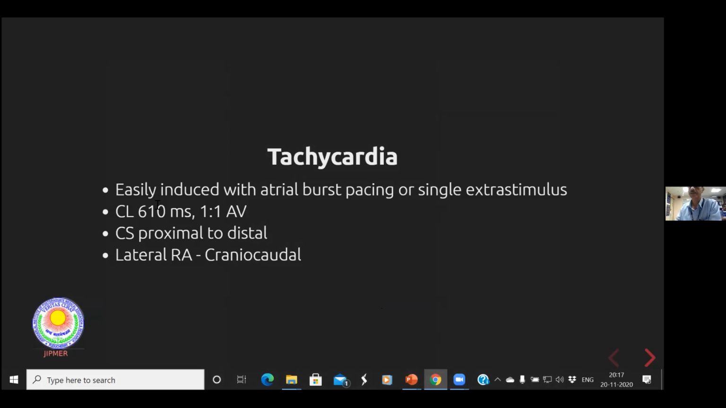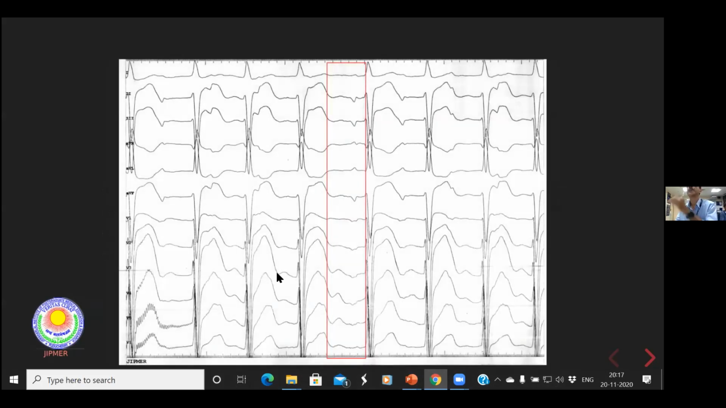Now we could easily induce flutter, a very slow tachycardia at a rate of close to 100. And during the atrial tachycardia, the CS activation was proximal to distal, and the duodecapolar catheter placed across the lateral RA showed a craniocaudal activation. Now, the first thing in this is always to look at the ECG.